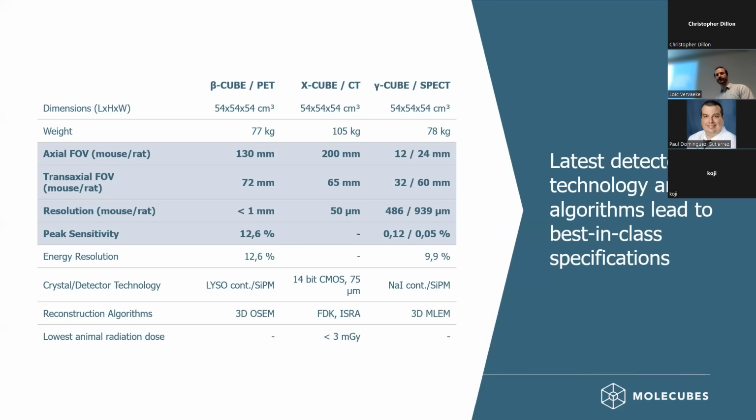Now, regarding the CT cube, the highlights are the fact that it has 50 micron resolution in a special helical or gantry design inside the system, which makes it able to have a continuous scanning motion. And that's why we can do these types of scans in a matter of 20 seconds.